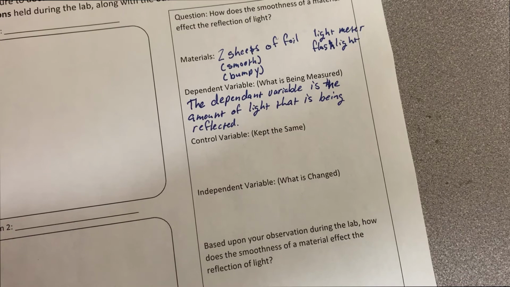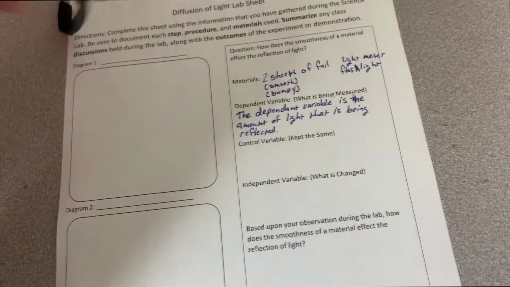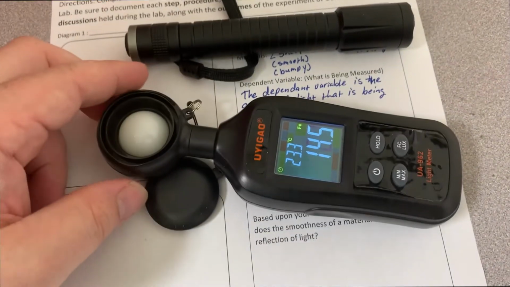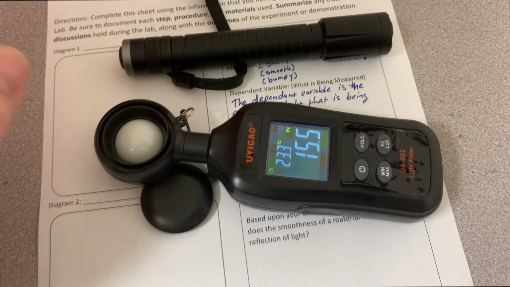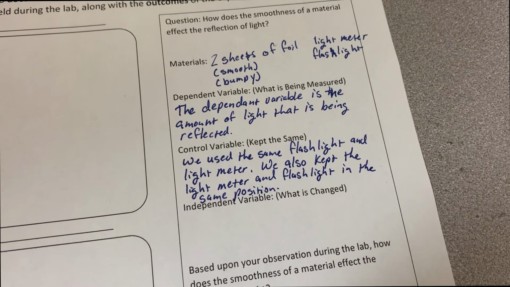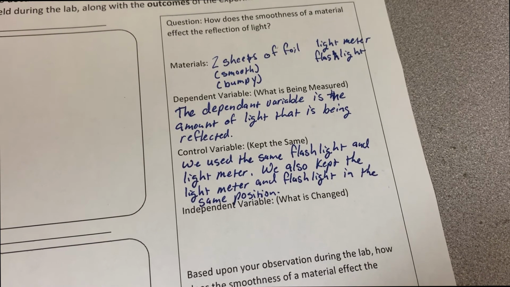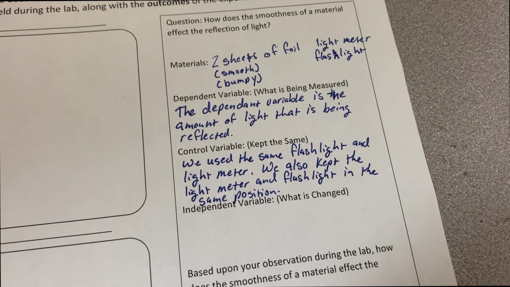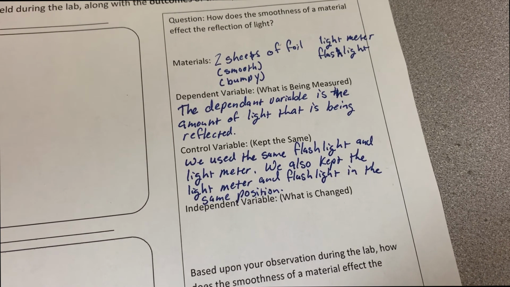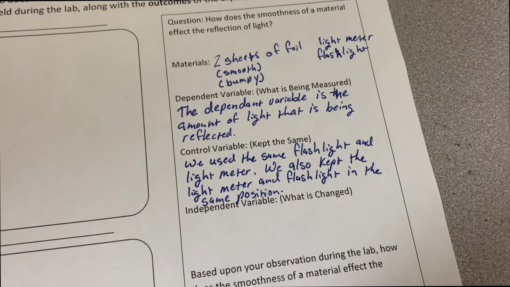The control variable, this is the thing that we kept the same during our science experiment. So what stayed the same in our science experiment? We used the same flashlight. We used the same light meter. And we kept both the light and the light meter in the same position. So our control variable, the things that we kept the same during our experiment, we used the same flashlight and light meter. We also kept the light meter and flashlight in the same position. I was being very careful to keep the foil the same amount of distance away. So the smooth foil and the bumpy foil were an equal distance away from the light meter.